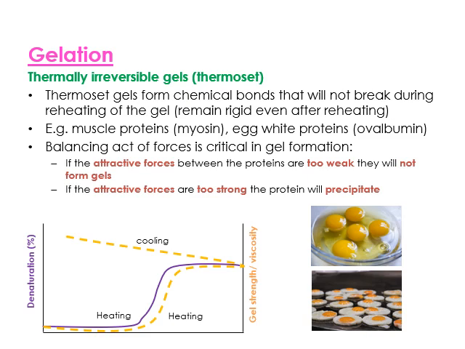Right? So here, just to show you a graph, see the level of denaturation over heating. Okay, when you heat, the protein is going to denature, and over time, for thermoset, the protein is going to increase in terms of its gel strength and viscosity. Now this thermoset gel, such as cooked egg, upon cooling and upon reheating, you're still going to maintain the gel strength and viscosity.